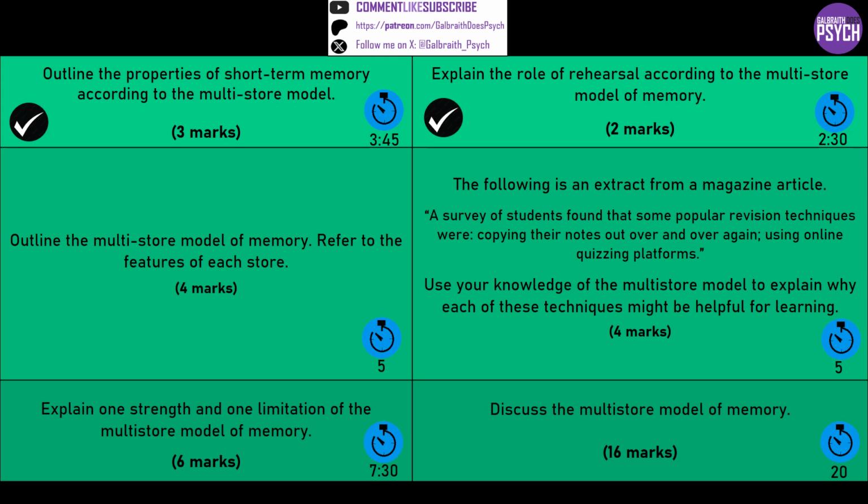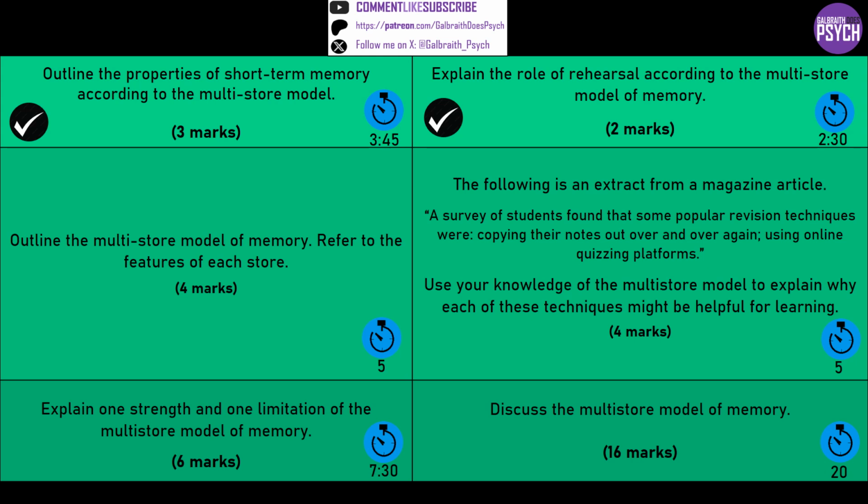Information can be retained using the rehearsal loop, according to the Multistore model of memory, and prolonged rehearsal, repeated rehearsal, can enable transfer of that information into the LTM, where it can stay potentially for a lifetime, so that's the duration there, and the LTM can potentially hold an infinite amount of information, so that's your capacity. The last part to mention there is that in the LTM, information is stored semantically, so we encode it according to the meaning of it.